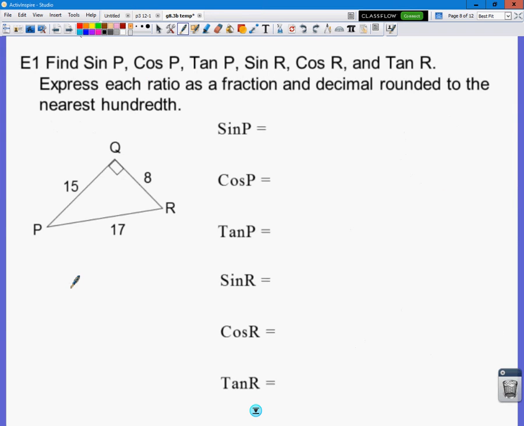Today then, we're still going to deal with sine, cosine, and tangent. So everything that we do today is still based off of this. SOHCAHTOA. This first example is identical to the ones that we did yesterday. We're simply going to express the ratio as a fraction and then as a decimal rounded to the nearest hundredth.